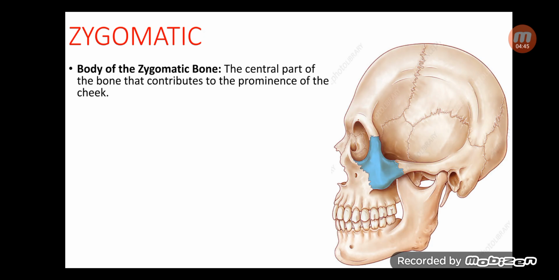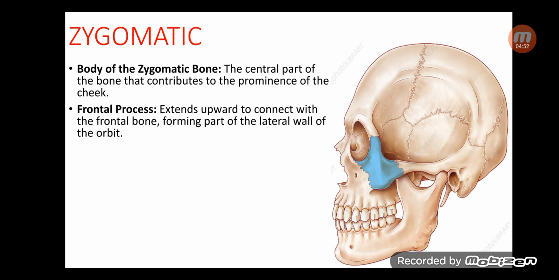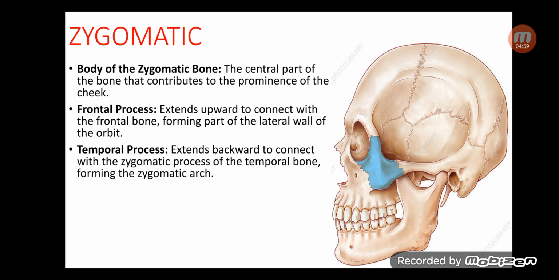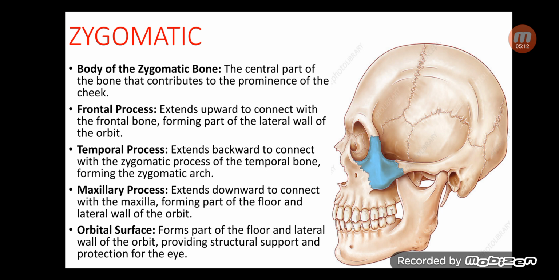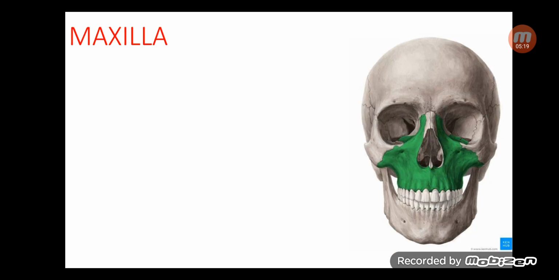Talking about the zygomatic bone, it has the following parts: body, that is the central part of the bone that contributes to the prominence of the cheek. Then it has frontal process that extends upward to connect with the frontal bone, forming part of the lateral wall of the orbit. Then it has temporal process that extends backward to connect with the zygomatic process of the temporal bone, forming the zygomatic arch. Then it has maxillary process that extends downward to connect with the maxilla, forming part of the floor and lateral walls of the orbit. Then it has orbital surface that basically forms a part of the floor and lateral wall of the orbit, providing structural support and protection for the eye.